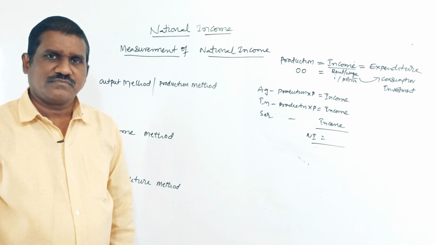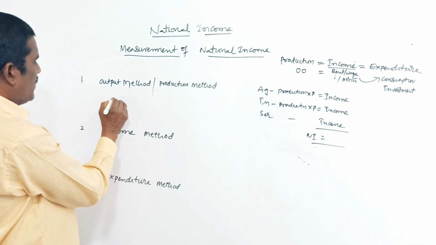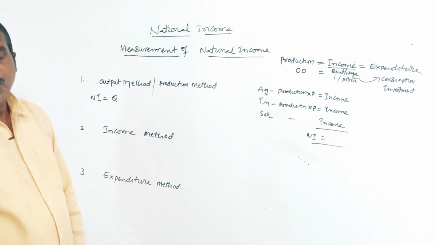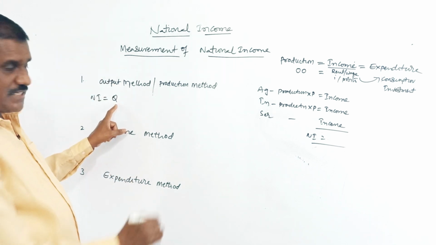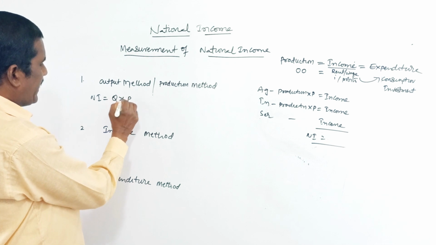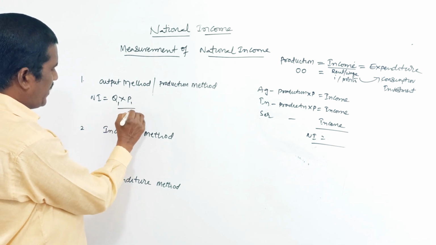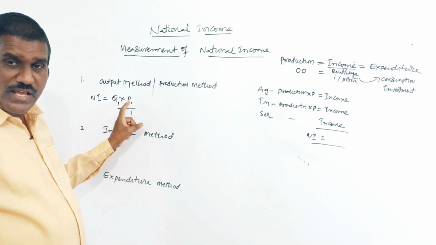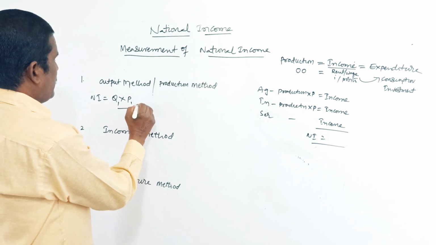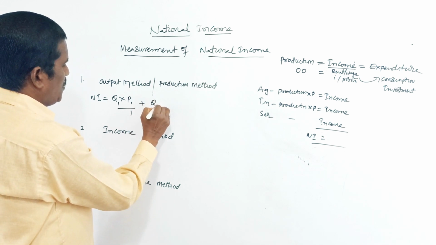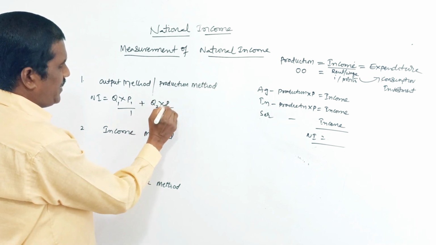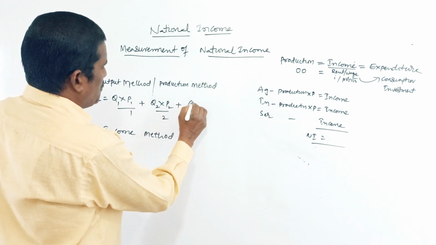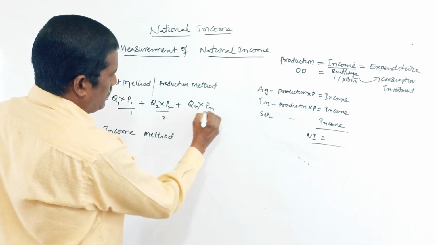First one. Okay, so in the first one, national income is equal to how much quantity, Q1, into price. This is the first year, 1 year. How much quantity and what is the price of that commodity, P1, plus Q2 into P2. This is the second year. In the same manner, Qn into Pn.